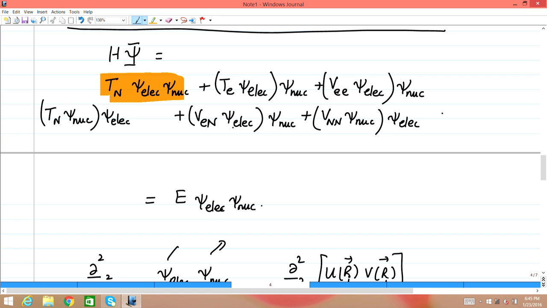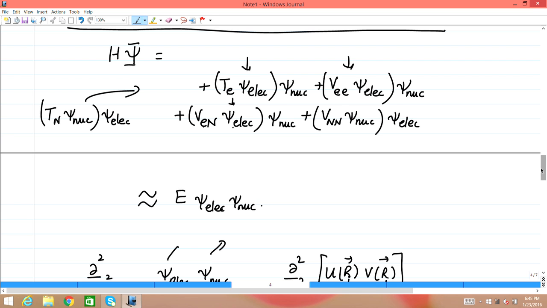Therefore, I would not write this as E psi, but rather as approximate E psi. So, what you have here is that this term goes away and is replaced by this term Tn psi nuclear, and then you have Te psi electronic, VEE psi electronic, VEN psi electronic. Remember, all these things depend on the electronic coordinates. Okay.